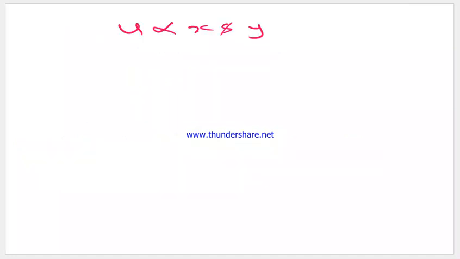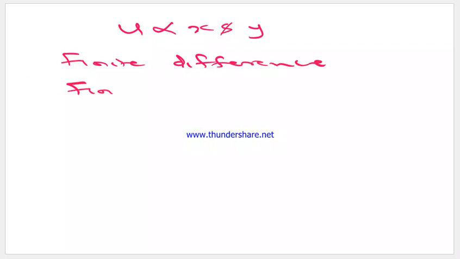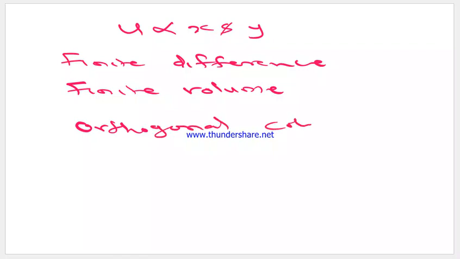To solve the partial differential equation, we have the numerical solutions known as finite difference. We have another one called finite volume, and we have another one called orthogonal collocation. So in this tutorial, we shall be looking at the finite difference method.